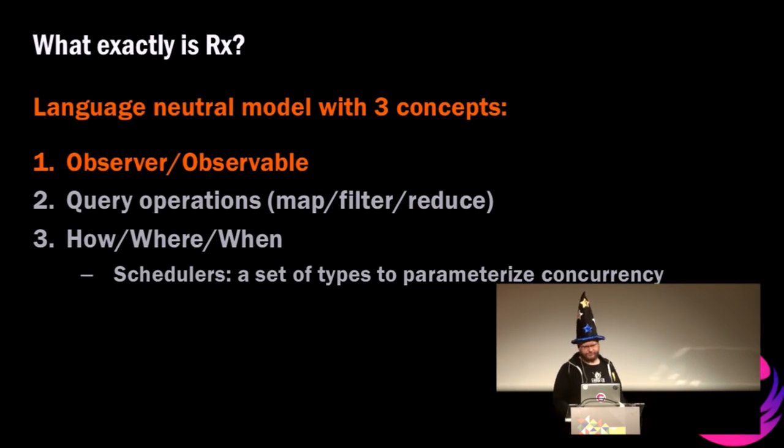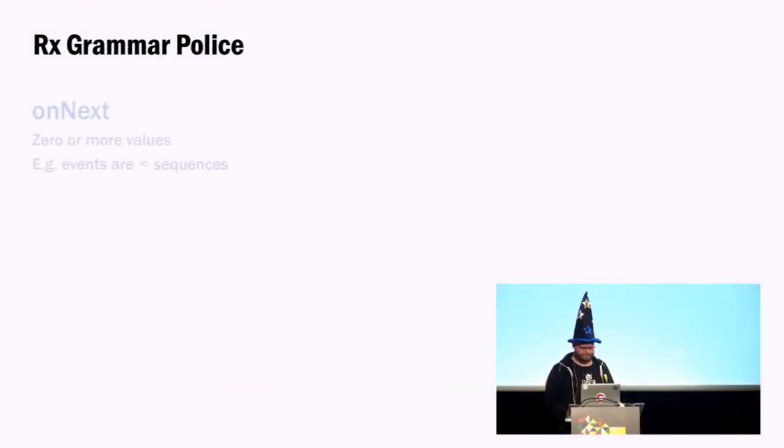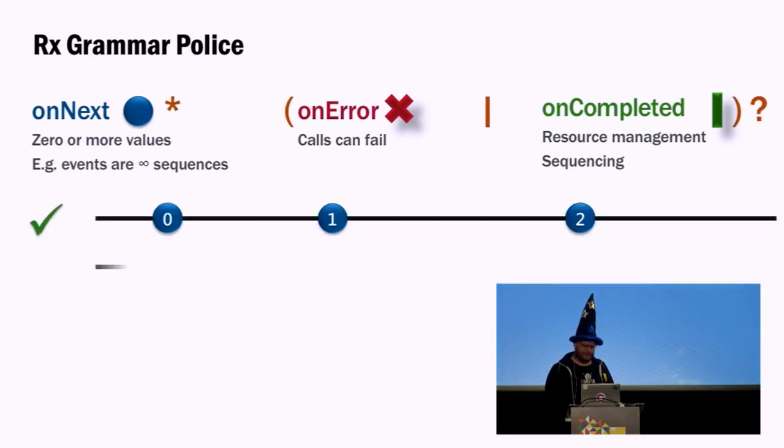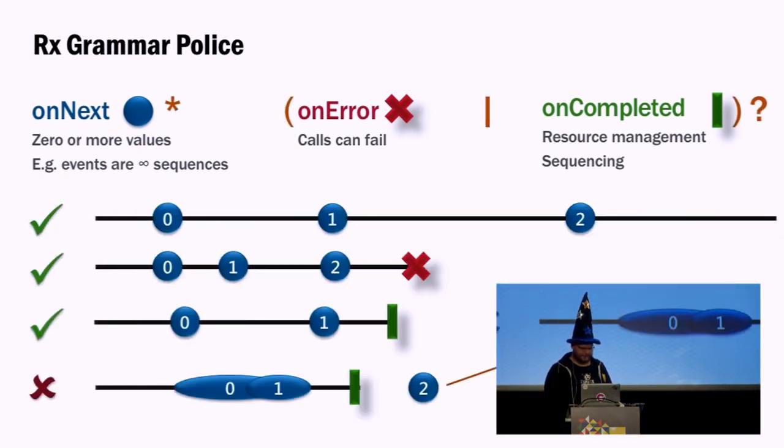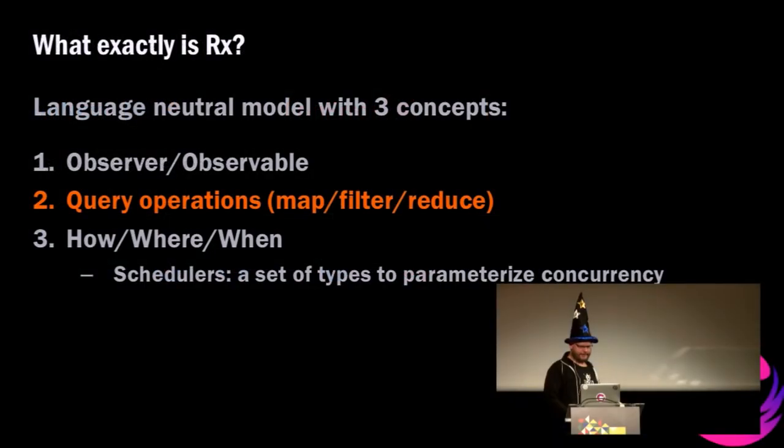So what Rx is, is just three basic concepts: the observer and the observable, which we've covered a little bit, and the idea of on next, on error, and on completed. We can have an infinite number of values, a couple of values and an error, or a couple of values and an end, but you can't have overlapped values, and you can't have things that happen after the fact.